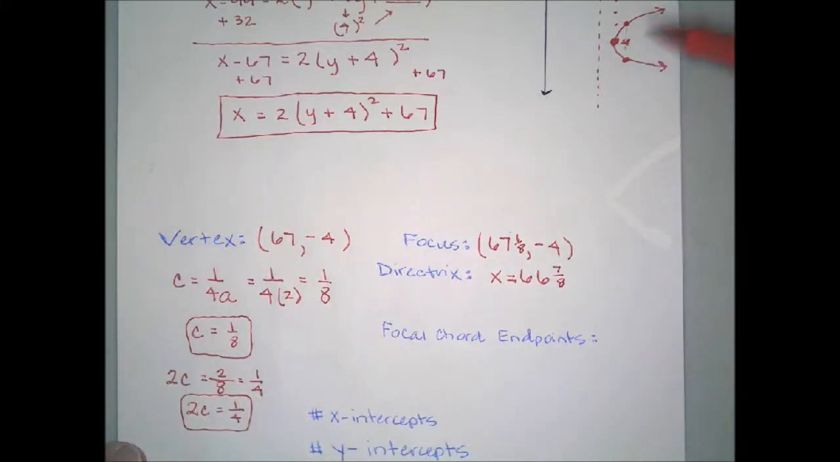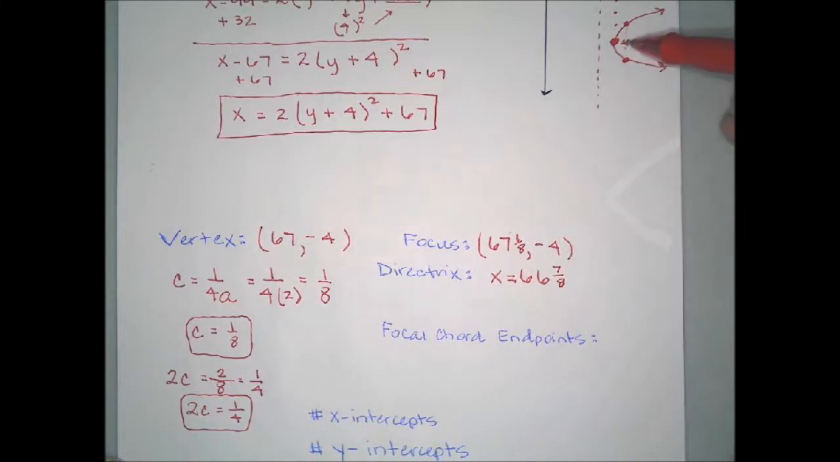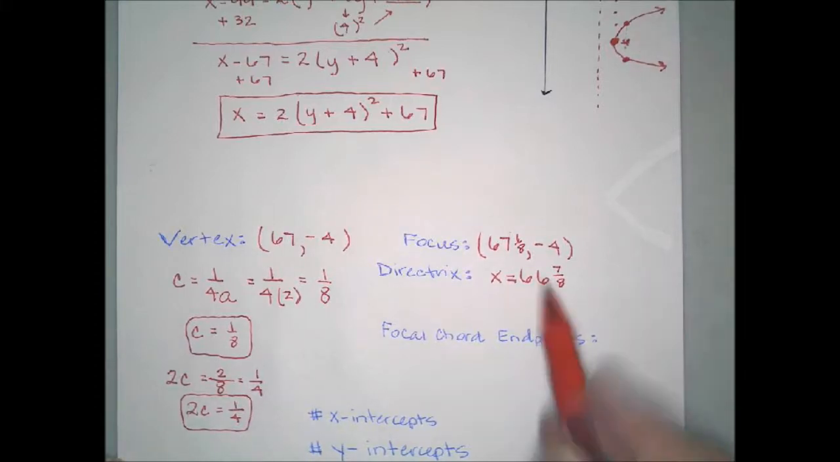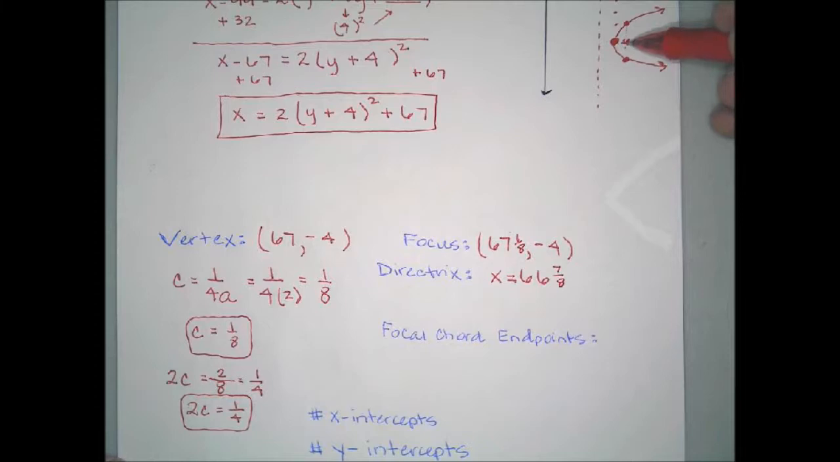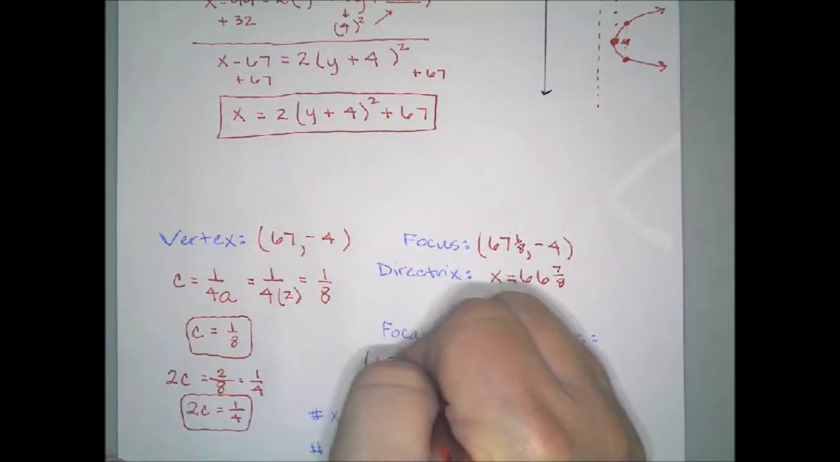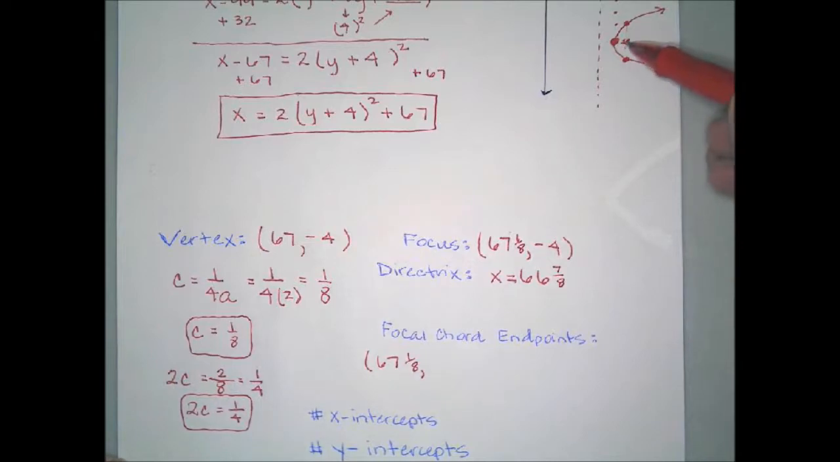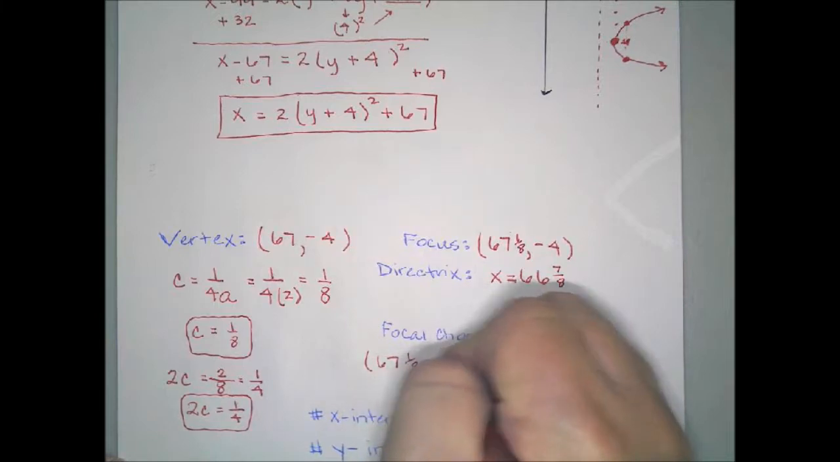Now, to get to the focal chord endpoints, we start at the focus, which was this, 67 and 1/8, comma, -4. And this time we travel down 1/4, and we travel up 1/4. Well, when you travel up and down, you affect the y-coordinate. So one of the focal chord endpoints, the one that would be if we went down, would be at 67 and 1/8. Okay. Now, if I'm at -4 and I drop another 1/4, I'd be at -4 and 1/4.